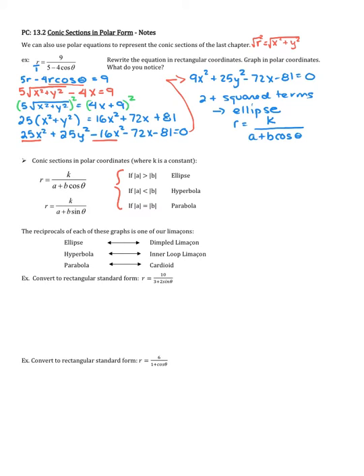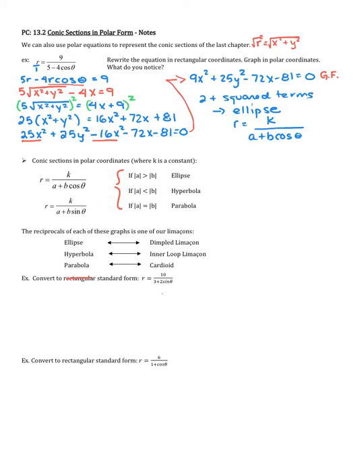All right, in this case, we left this in what is called, remember, general form. Let's go ahead and do another one, but this time we're going to put it into rectangular standard form, with completing the square and everything. So r equals 10 over 3 plus 2 sine theta.